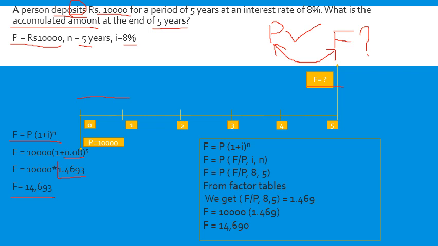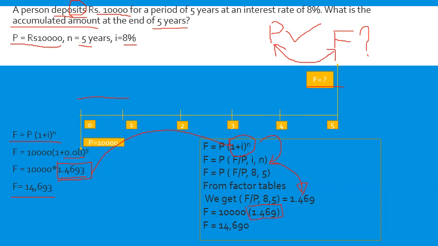Now my dear friends, just observe these values. Here when I calculated 1.08 to the power of 5, I got 1.4693. From tables, how much did I get? 1.469. What is this 1.4693? That is nothing but this bracketed value, (1 plus i) to the power of n. That is nothing but your F by P comma 8 comma 5. That is nothing but your 1.469. Did you understand the relationship now?